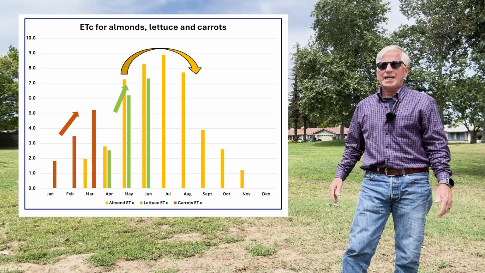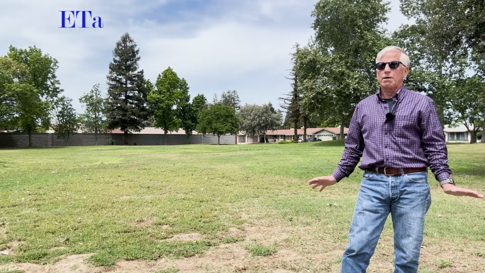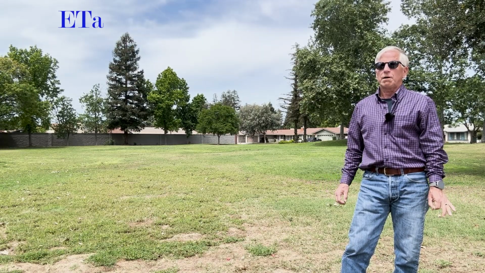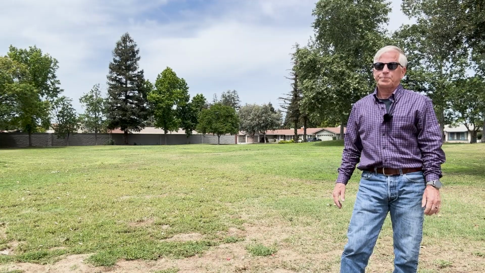Finally, I mentioned ETA earlier. ETA is an example of a more direct measurement of evapotranspiration of a crop. I'll cover that later when we come to sensors.